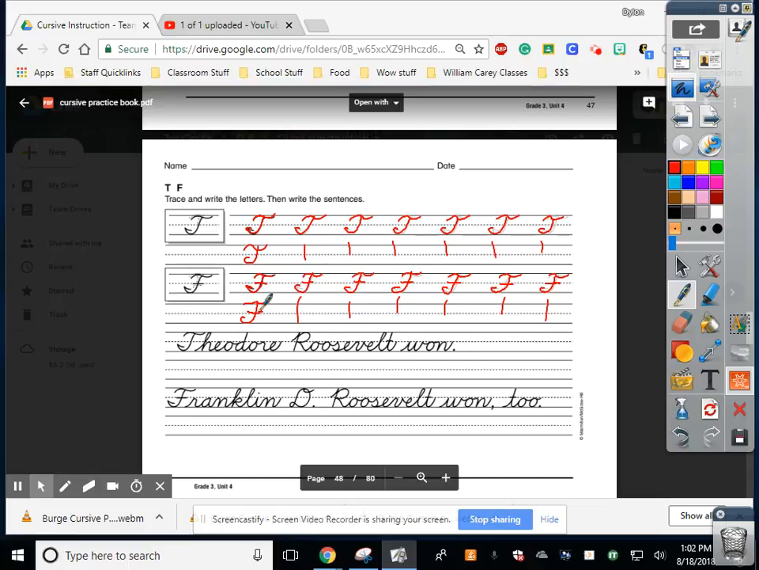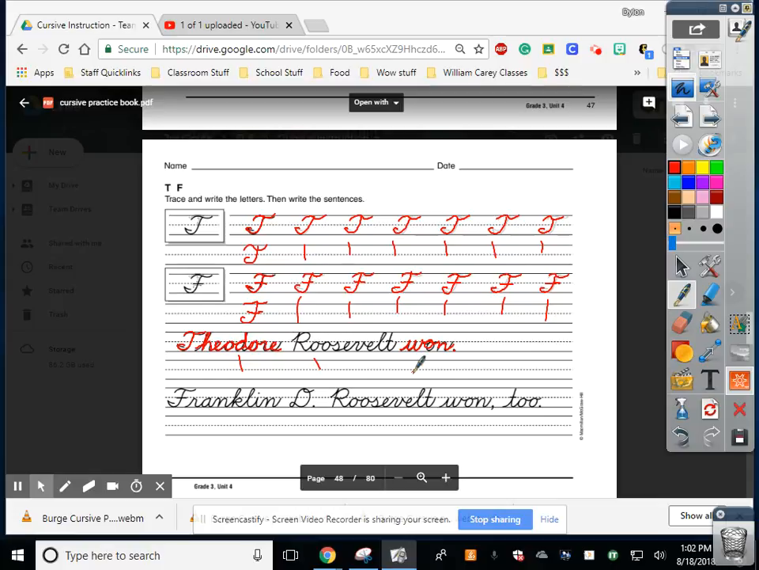Theodore Roosevelt won. One of my favorite presidents. And as you can see, this T does not connect. Theodore. And the teddy bear was actually named after Theodore Roosevelt. Nice little history lesson right there. Theodore Roosevelt won. And you trace those underneath.